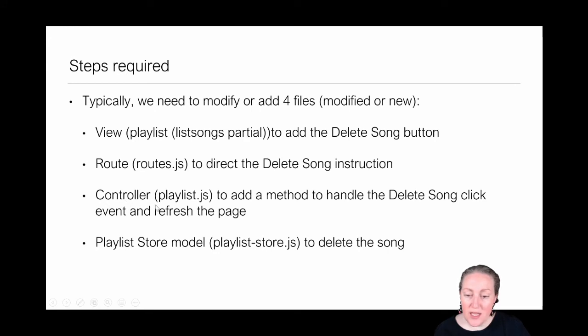Next then, a new method in a controller. When we're creating a new view, we're going to add a whole new controller. But when it's just some functionality within an existing view, we'll just add a new method into our controller instead. So we'll add a method in here for deleting a song. That should delete the song and refresh the page as well. And we'll also add a new method in our playlist-store.js file that will handle deleting the song.